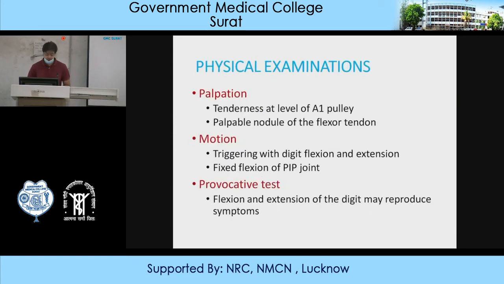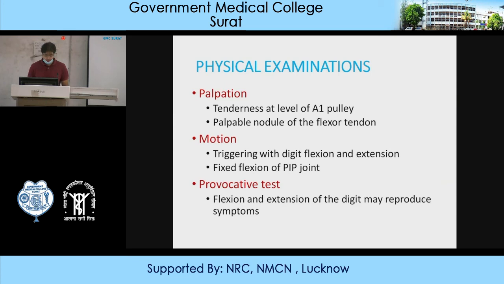Physical examination: on palpation, there is tenderness at the level of the A1 pulley. A palpable nodule of the flexor tendon may also sometimes be felt. If you see movements, there is triggering with digit flexion and extension. Whenever the patient extends the finger from the flexed position, we will see the triggering. Fixed flexion of the PIP joint is also noted.